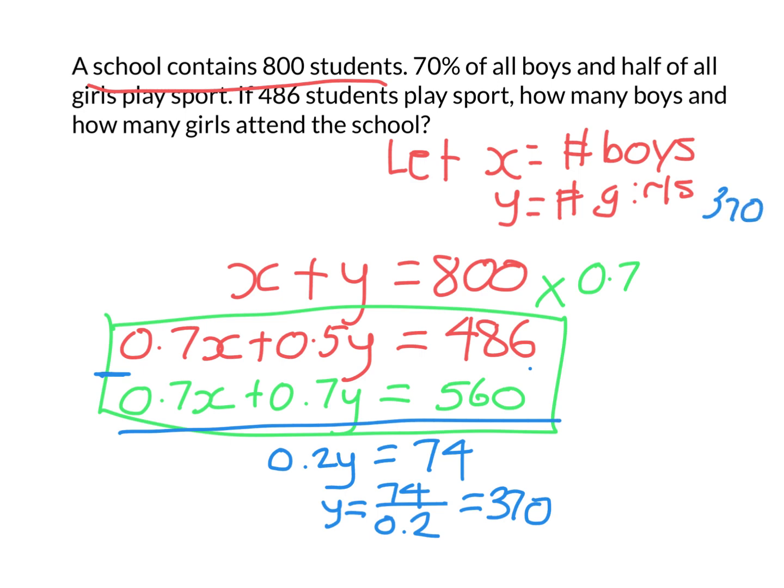And so if we substitute here, x plus 370 is 800. x must be 430. There must be 430 boys attending the school and 370 girls attending the school. Just note 70% of 430 is 301. Half of 370 is 185. 301 plus 185 gives 486 students playing sport.